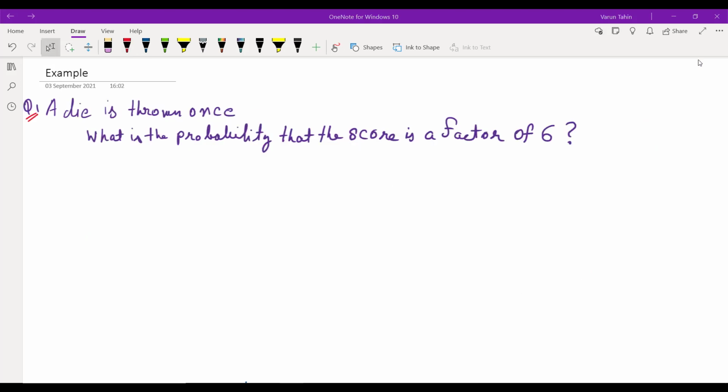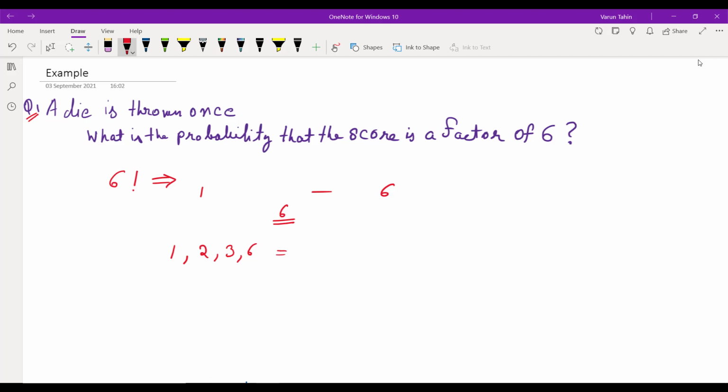So guys, before moving on to the next topic, let's first look at some examples in probability and try to solve these problems. So the question says a die is thrown once. What is the probability that the score is a factor of 6? So what are the factors of 6? That means which numbers from 1 to 6 have 6 in their table. Okay, so we can find that 1, 2, 3 and 6 have 6 in their table.